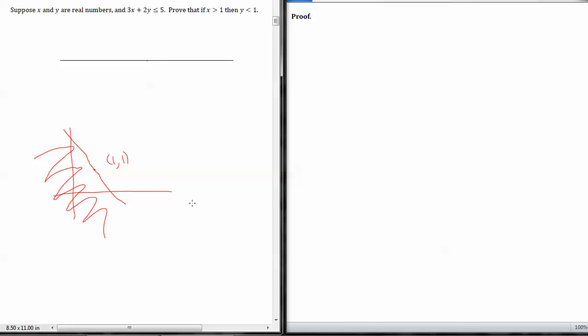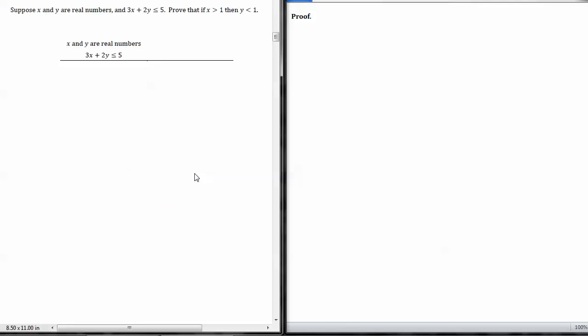And so do you believe this conclusion, that if x is greater than 1, so if we are to the right of this vertical line here, then y is less than 1? That is true for any of these points that we've shaded in. They're all below the line y equals 1. So we believe this is true. Let's try and figure out the logic of the proof.